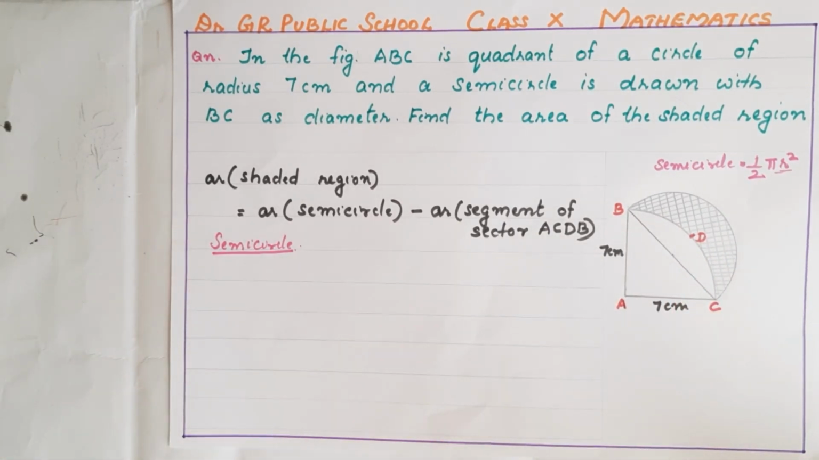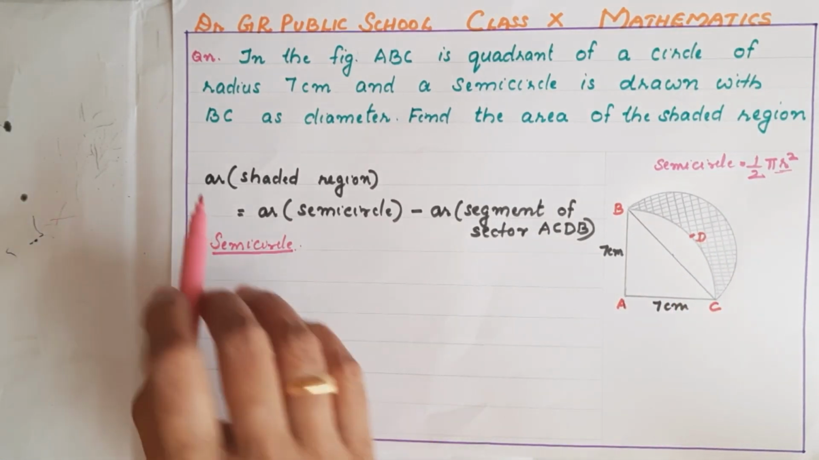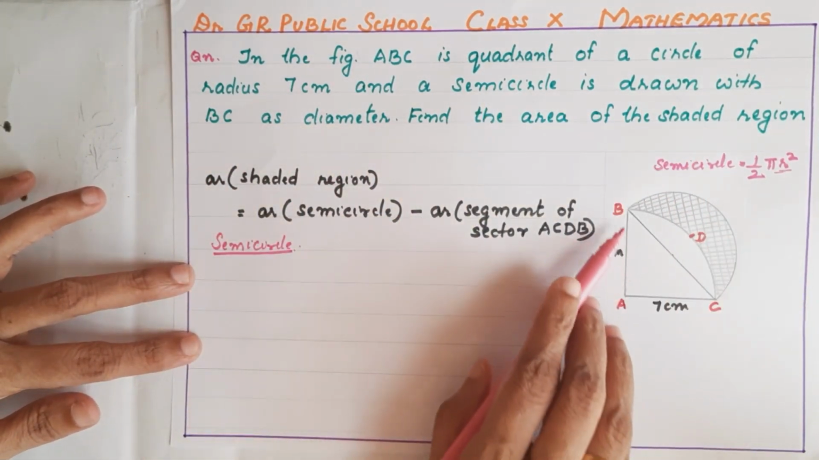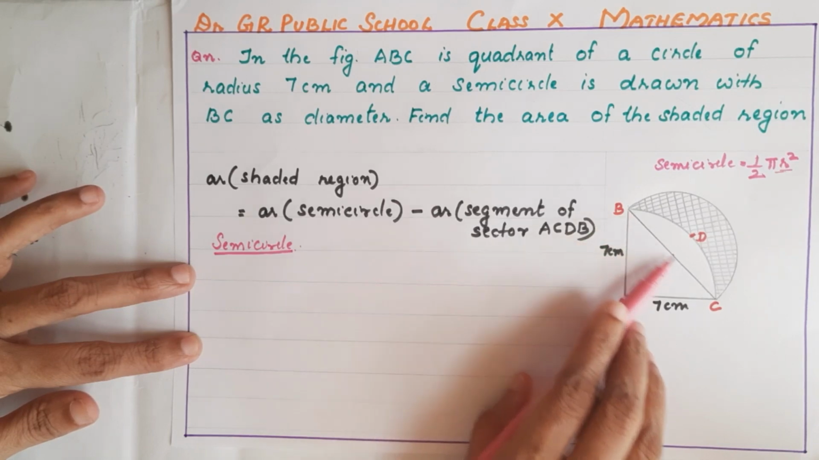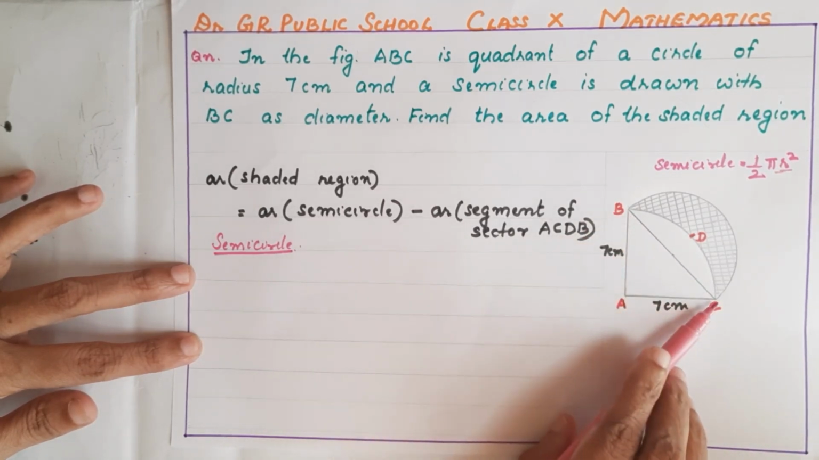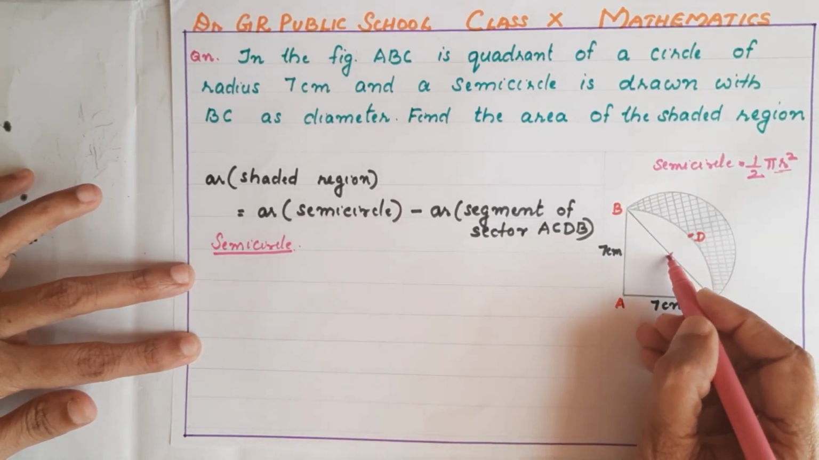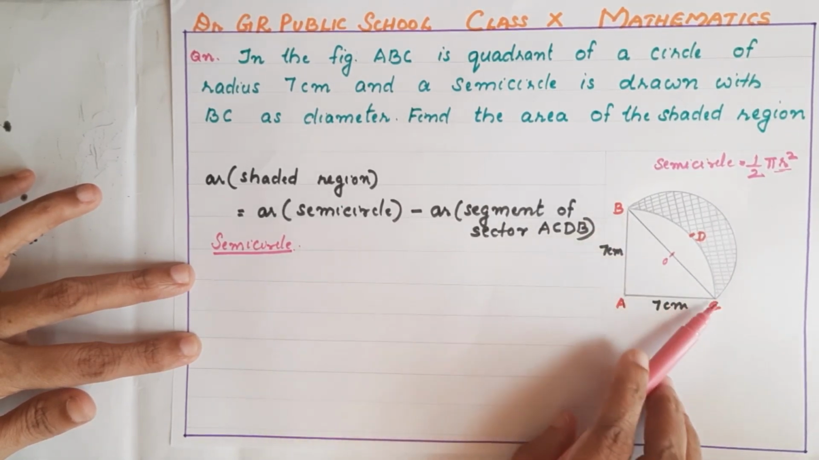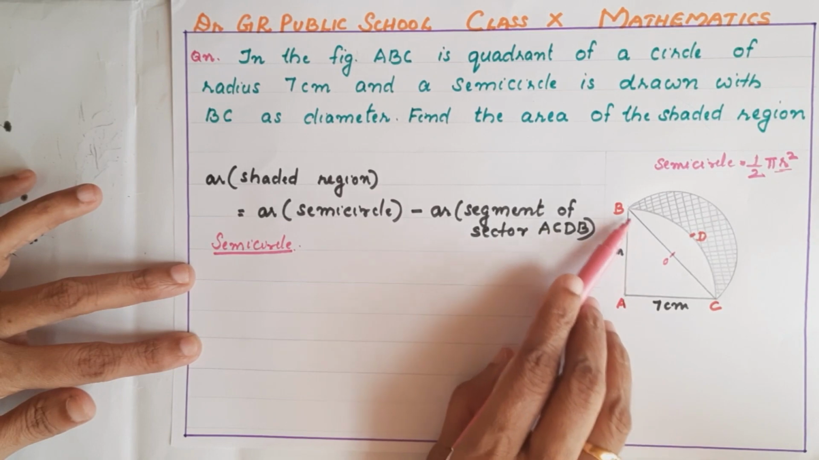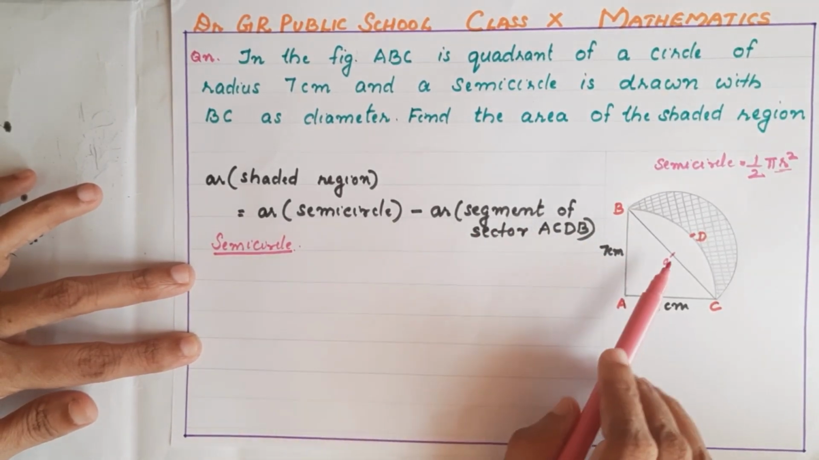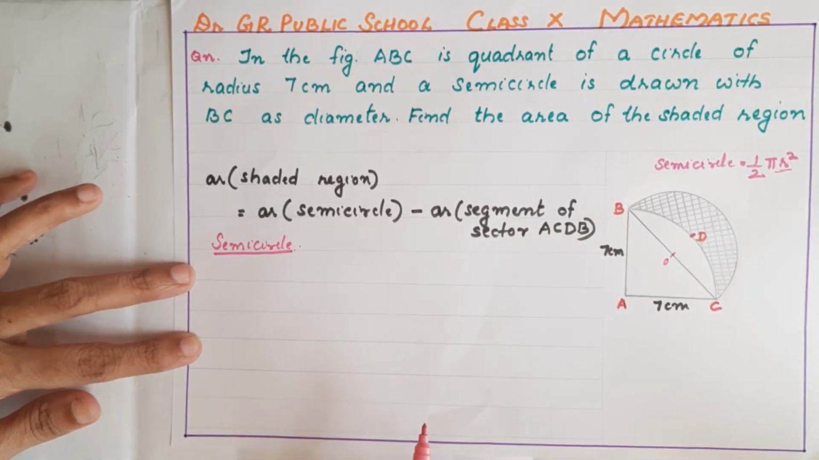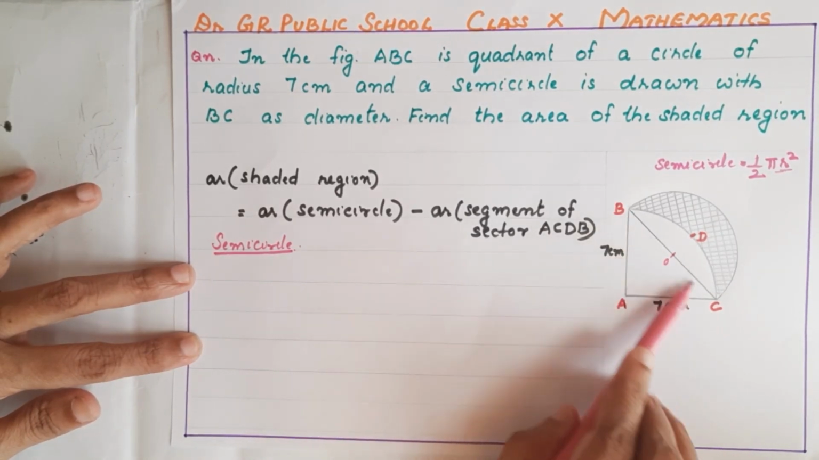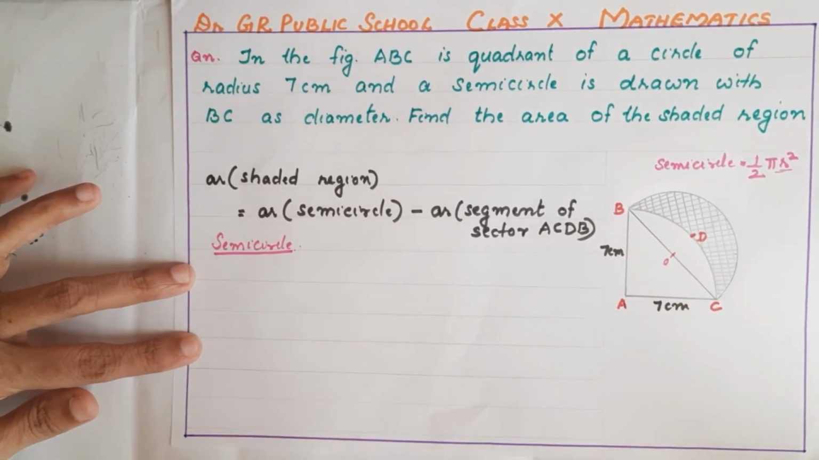No. It is given BC is the diameter of the semicircle. So, if you are naming this as the center O, BC is the diameter. So, OB is the radius. So, OB is the radius of the semicircle. But we don't know what is BC. What is BC? We don't know.